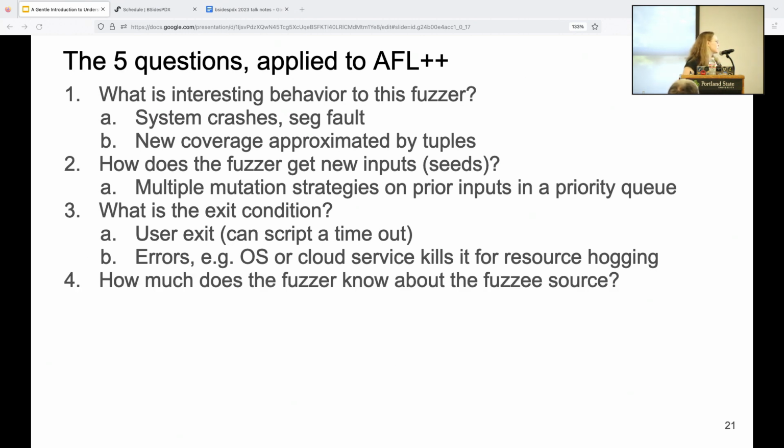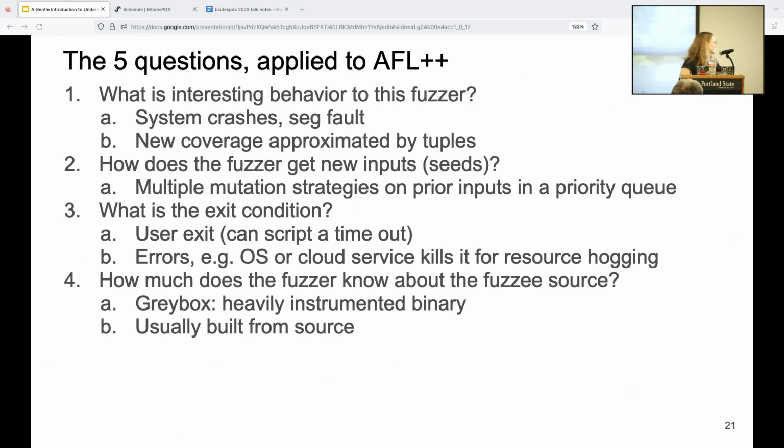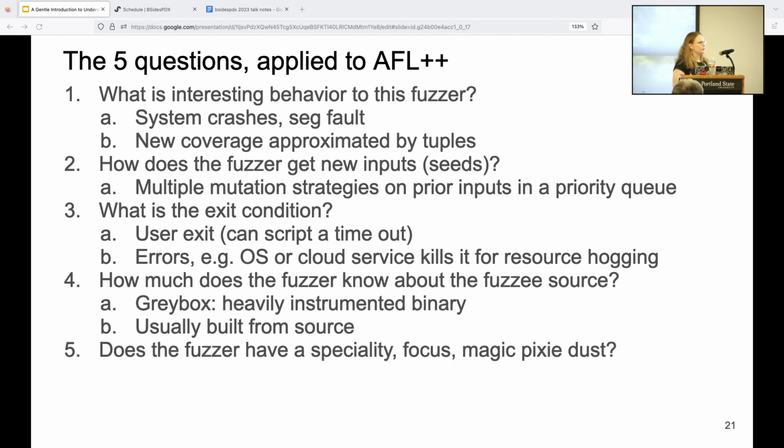And then, how much does the fuzzer know about the fuzzee's source? It's a graybox, so you're usually running a heavily instrumented binary, which is usually built from source. People have spent some non-trivial effort trying to retrofit instrumentation into compiled binaries, and that's a whole line of research unto itself. And then, does this fuzzer have a specialty?